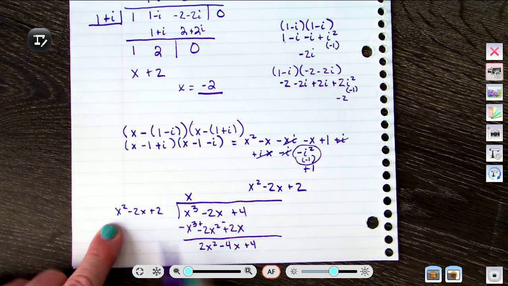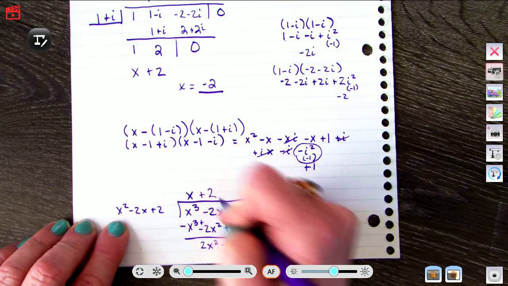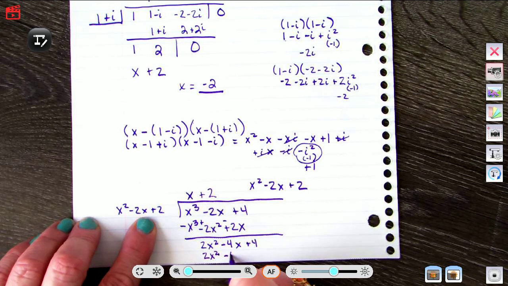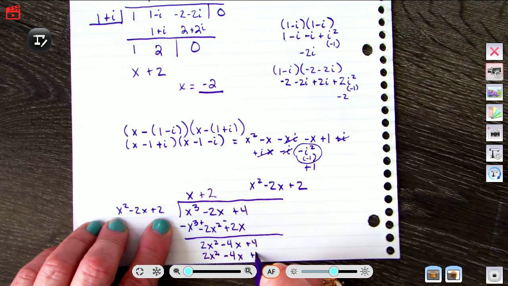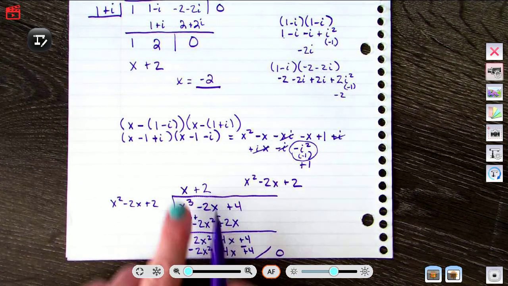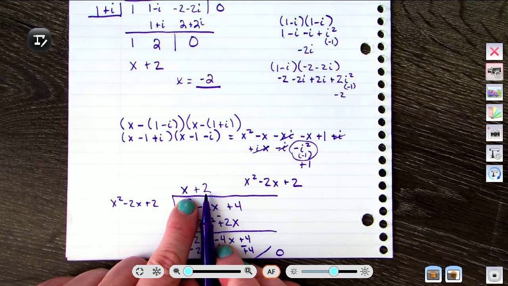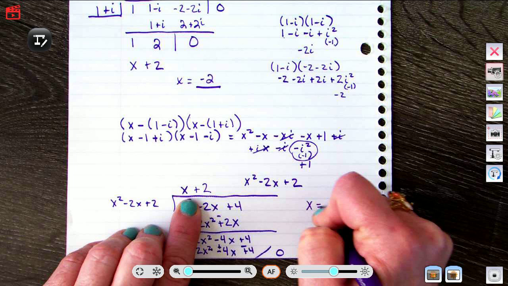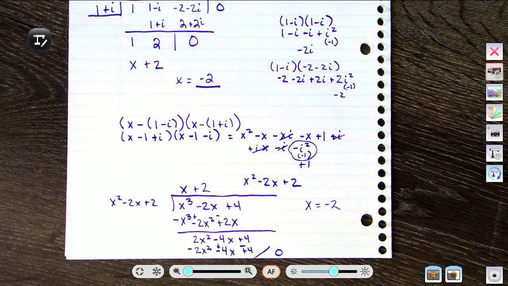To turn x squared into 2x squared, we need a 2. That gives me 2x squared minus 4x plus 4, and we're going to subtract, which changes my sign, and we get 0. So here again, we'll see that x plus 2 show up, which gives me my final 0 of x equaling negative 2.